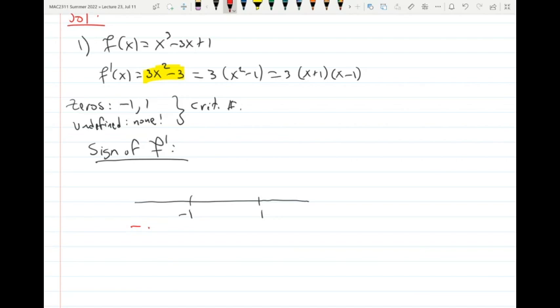Negative. -2 minus 1, that's a negative. Yes? So negative times negative is a positive. Do you understand what I'm doing? I am working with this one now. Okay? So I'm thinking about -2.